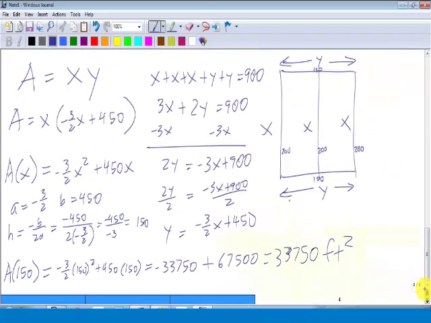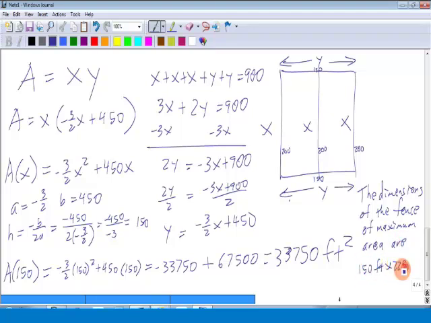So, the dimensions of the fence of maximum area are 150 feet by 225 feet.